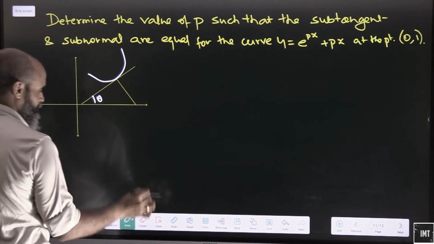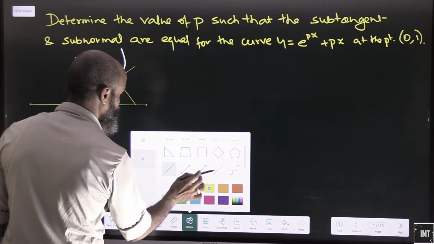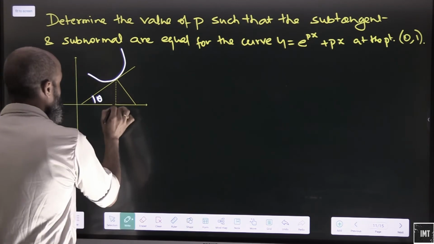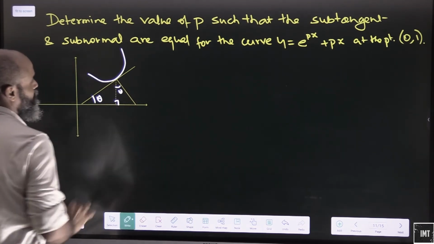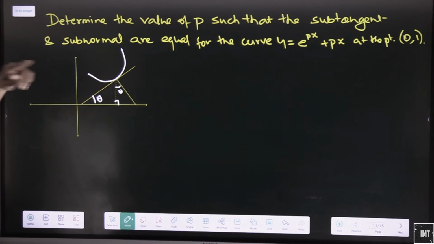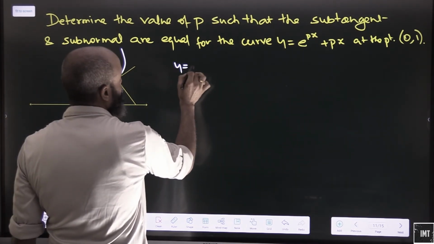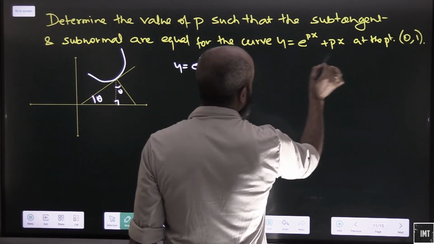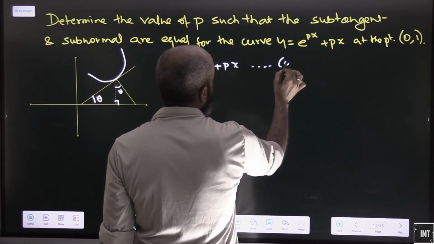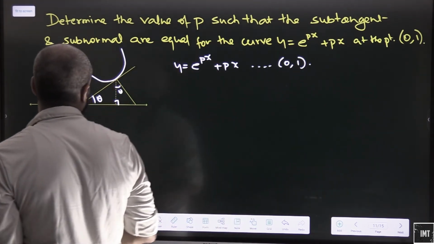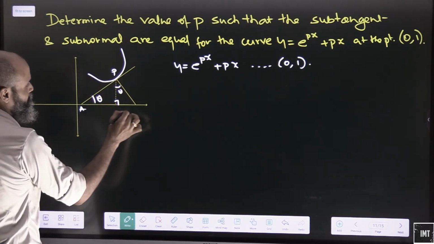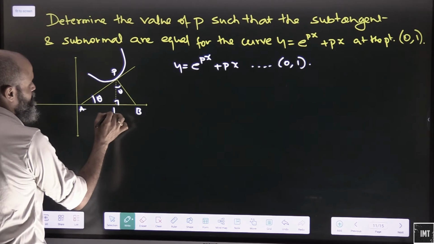This is theta, and here we have 90, and this is theta. Determine the value of p such that the subtangent and subnormal are normal to the curve. So we have one equation y is equal to e^(px) plus px, and the other at point (0, 1). So this is basically the curve. When we are talking about the subtangent, let's say this is A and then this is B and let's say this is Q.